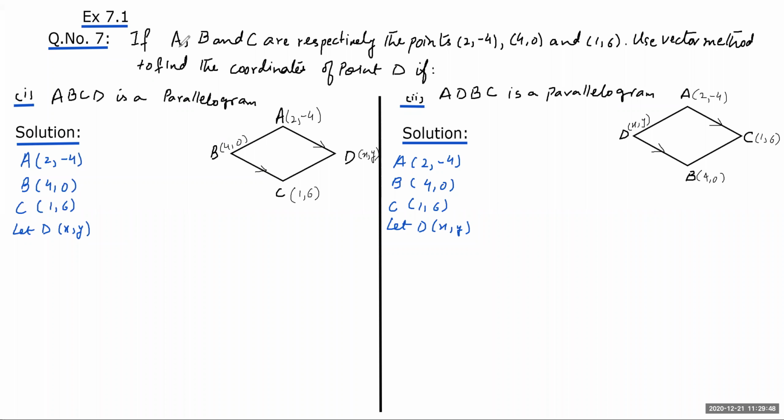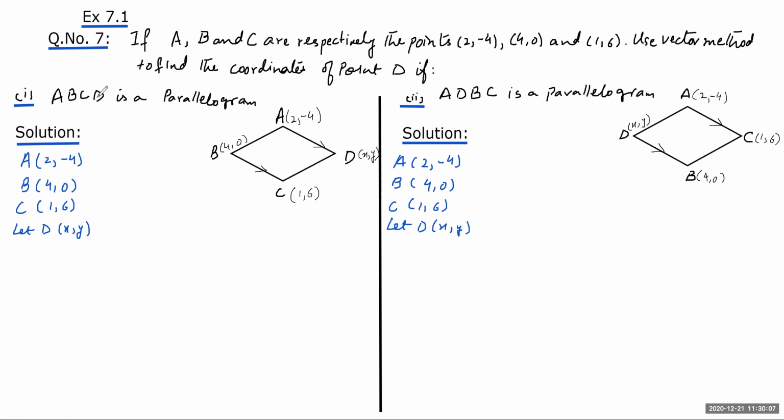Bismillahirrahmanirrahim. Exercise 7.1, question number 1. If A, B, and C are respectively the points (2, -4), (4, 0), and (1, 6), use vector method to find the coordinates of the point D if part 1, ABCD is a parallelogram, part 2, ADBC is a parallelogram.